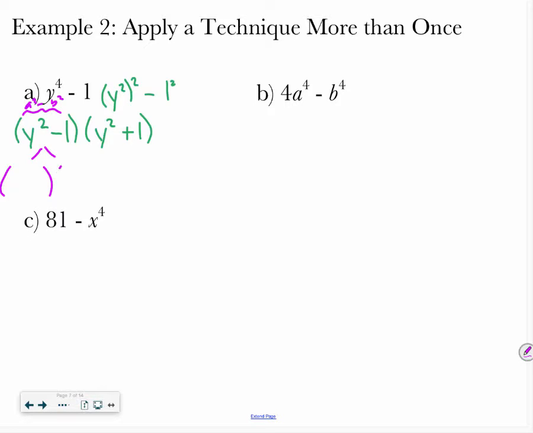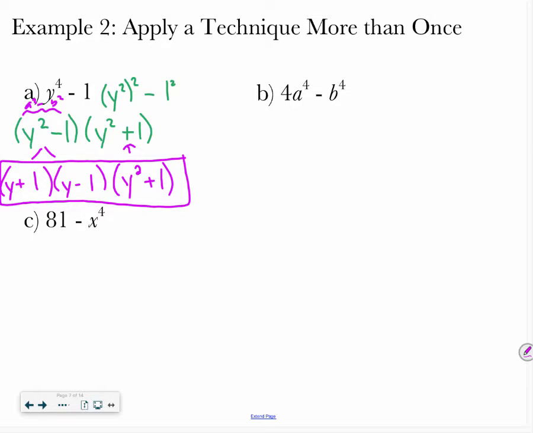So what times what gives me y squared? That's going to be a y times a y. I'm going to have a plus and a minus because it's a difference of squares. I'm going to have a 1. However, over here we have a plus sign, so I can't do anything else with that one. So this is what my final answer would look like. I have 3 separate sets of parentheses now in order to get back to that y to the 4th minus 1. Okay, let's try another one because I know it could be a little weird to see that.